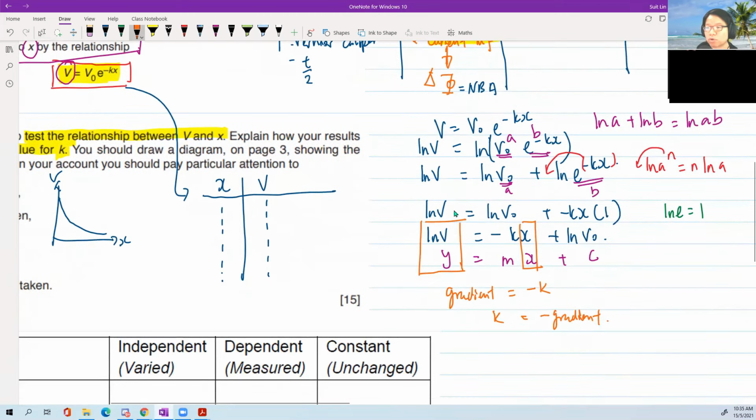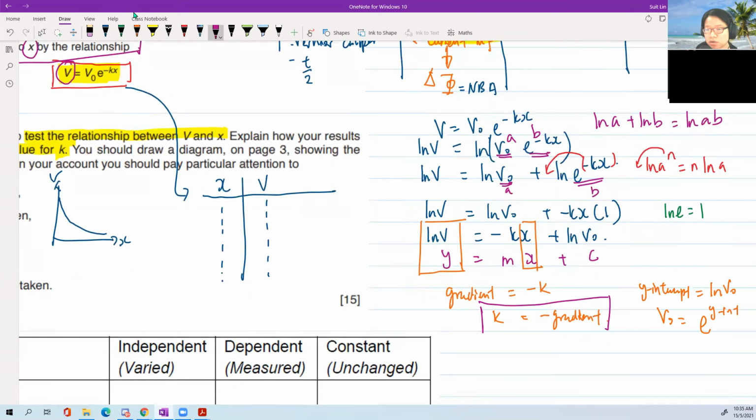And of course, if you want to find V naught, your y-intercept is equal to ln V naught. So V naught is equal to e to the power of y-intercept. But it's not that they want you to find V naught, so you don't write this one also, never mind. So you must also include this inside your write-up.